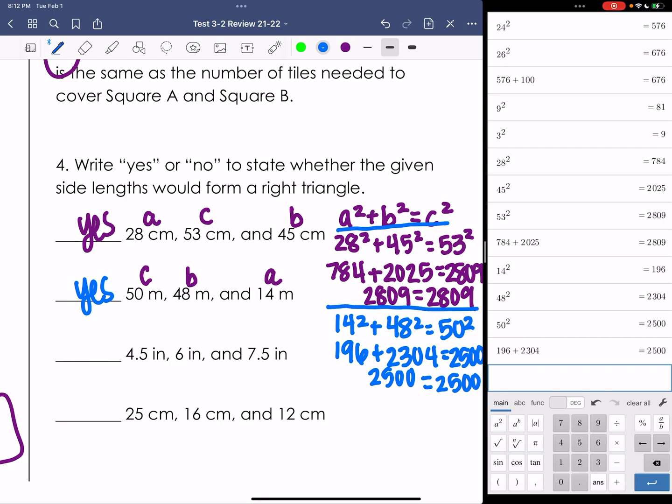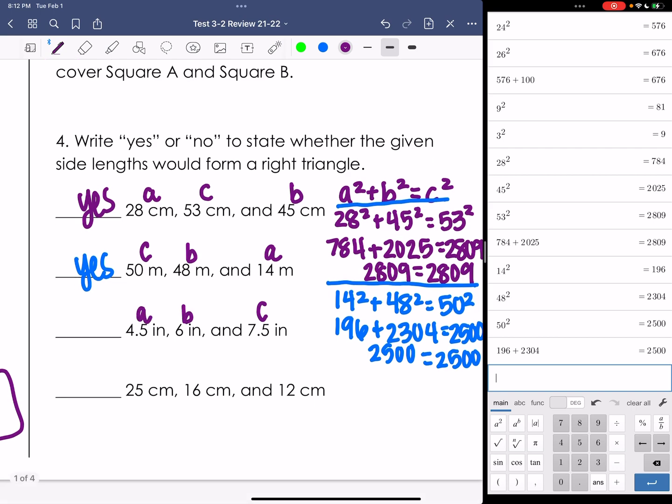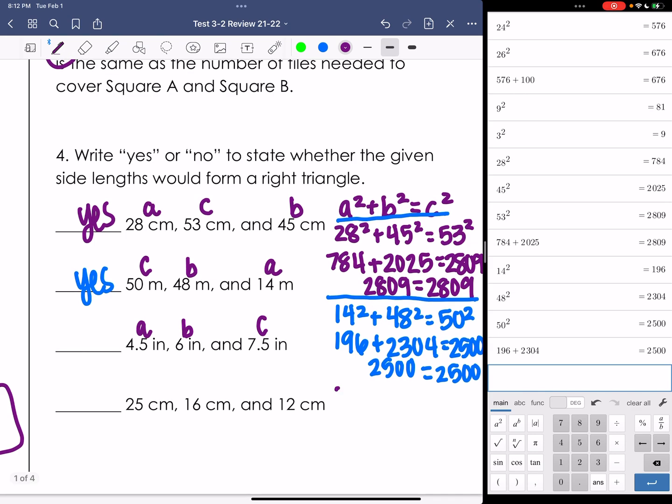Okay, next we're going to look at our next problem. We have 4.5, 6, and 7.5. So again, start off by identifying your longest side, which would be your hypotenuse. In this case, it would be 7.5. So I'm going to label 6 as B and 4.5 as A. So then let's go ahead and plug this into our formula. So for A, we have 4.5 squared plus B, which is 6 squared, and this equals C, which is 7.5 squared.